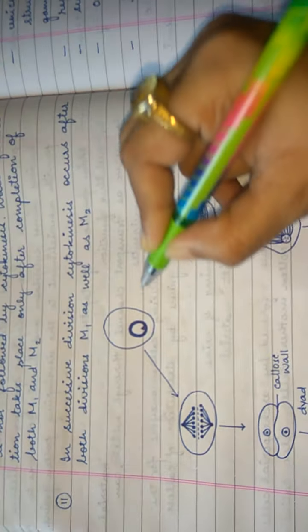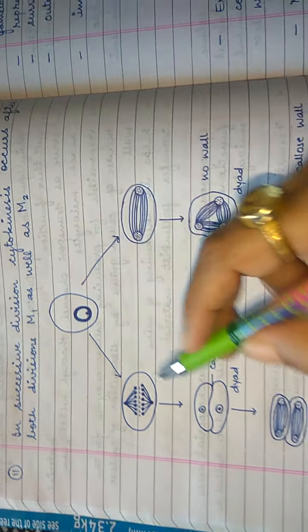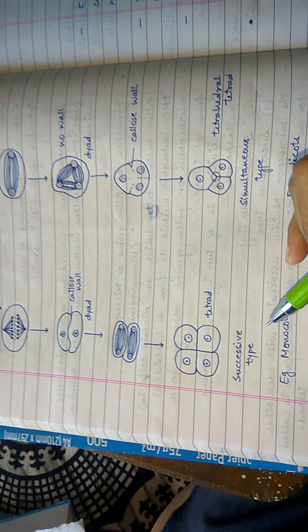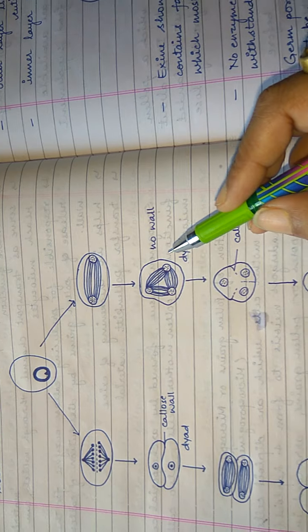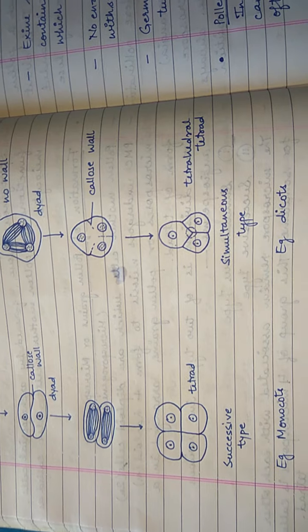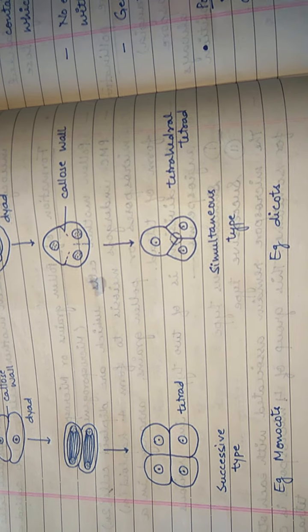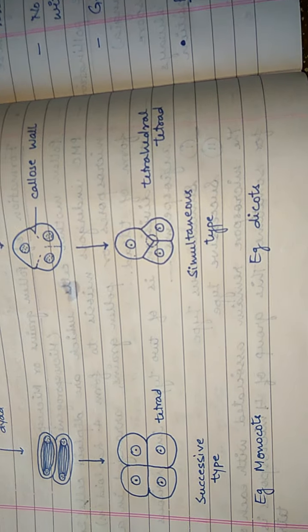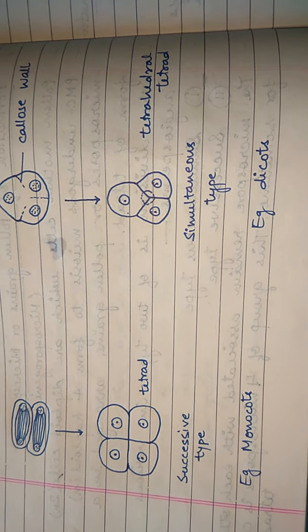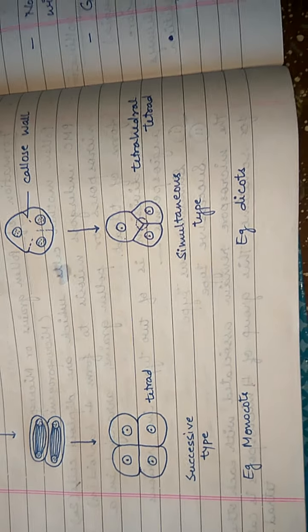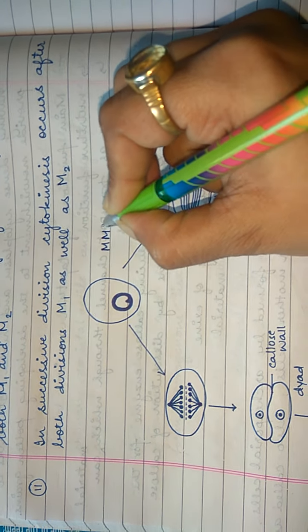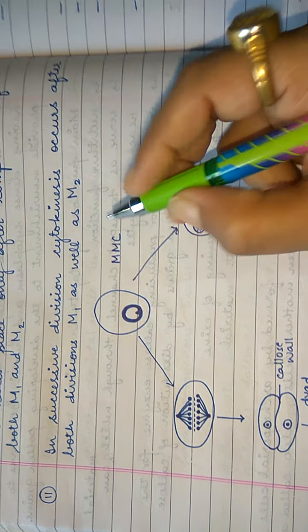These are the cells which are dividing according to the different types. This is of successive and this is of simultaneous. The example for successive type is the monocots, and simultaneous is present in dicots. This is MMC, meaning microspore mother cell.